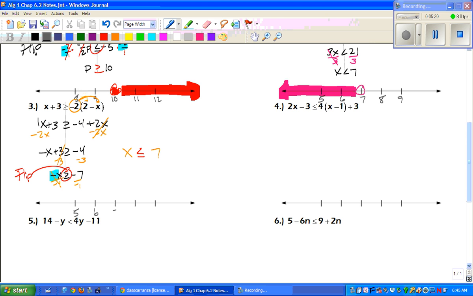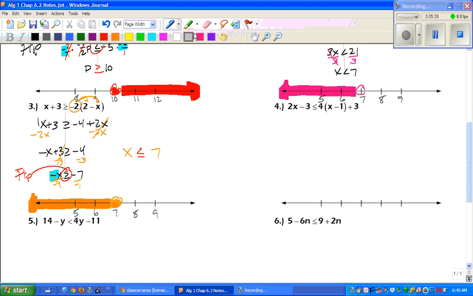So 5, 6, 7, 8, 9. Are we open or closed? We are closed. And do we shade to the right or to the left? It's less than, so we shade to the left.